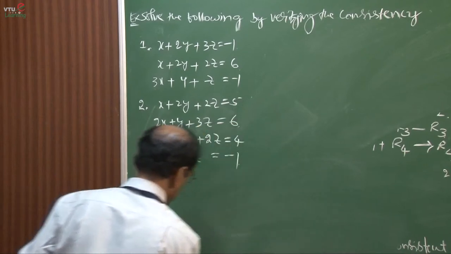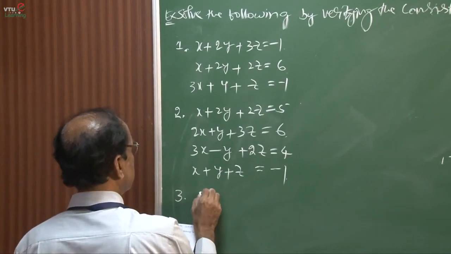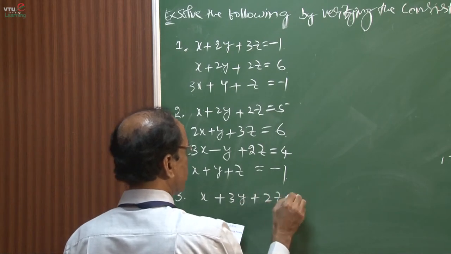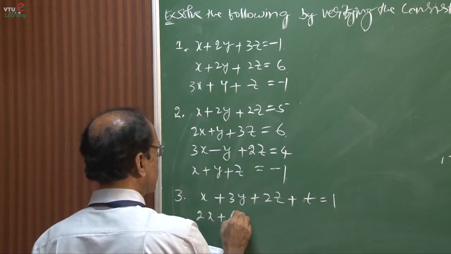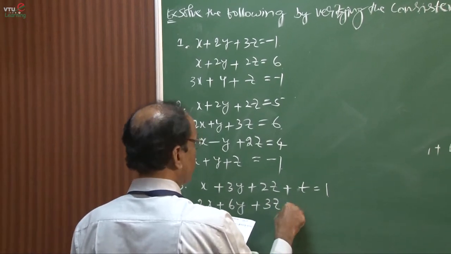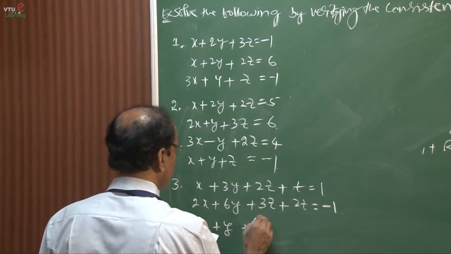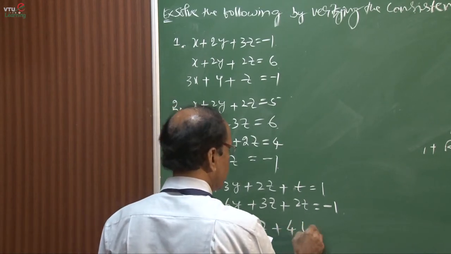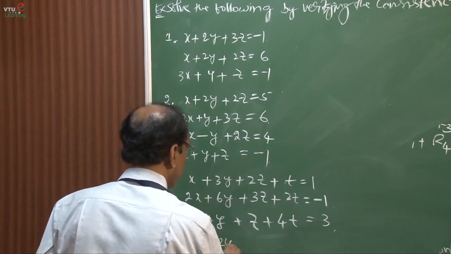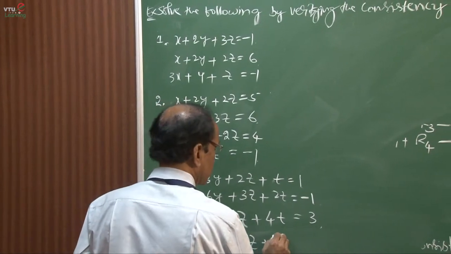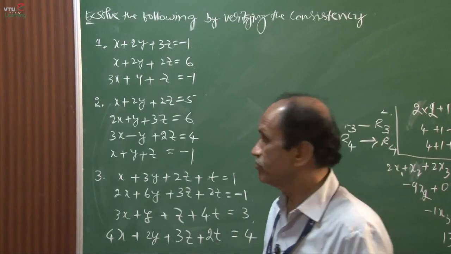And 4 unknowns, one more I will write. That is x plus 3y plus 2z plus t is equal to 1. 2x plus 6y plus 3z plus 2t is equal to minus 1. 3x plus y plus z plus 4t is equal to 3. And 4x plus 2y plus 3z plus 2t is equal to 4. So these three problems you can practice respectively on three different cases.